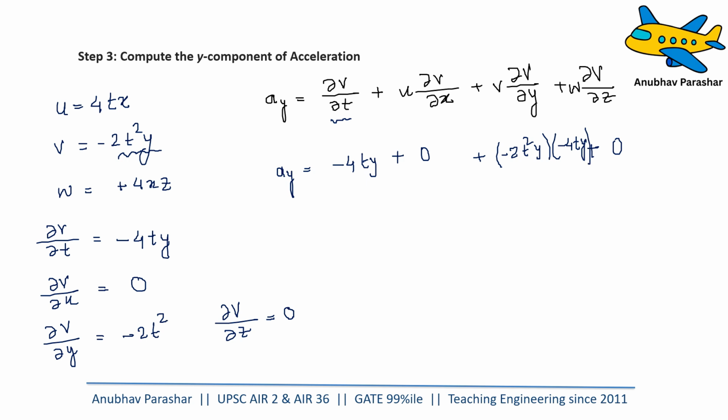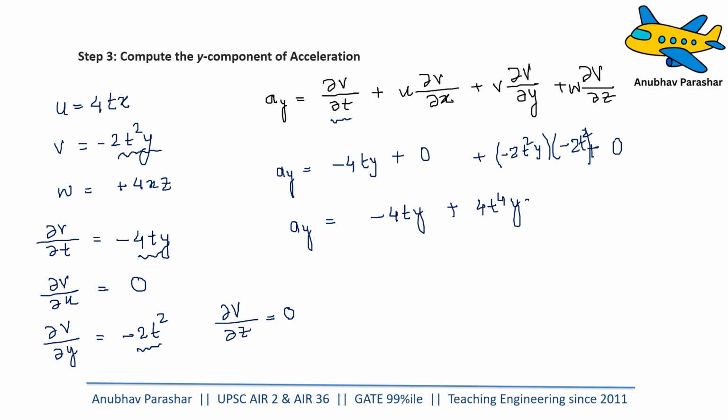Oh, sorry, it's not minus 4ty. It is, in fact, minus 2t square. My bad. Yeah, I corrected. Minus 2t square, right? This term. So it simplifies to something like this: minus 4ty plus 2 to the 4 t to the power 4 y plus 4 t to the power 4 y.